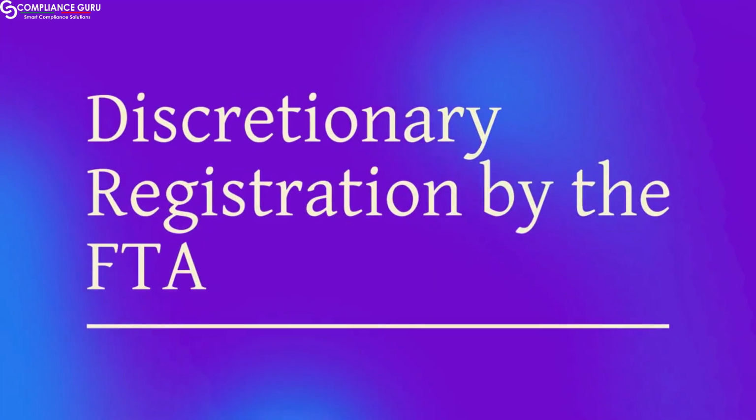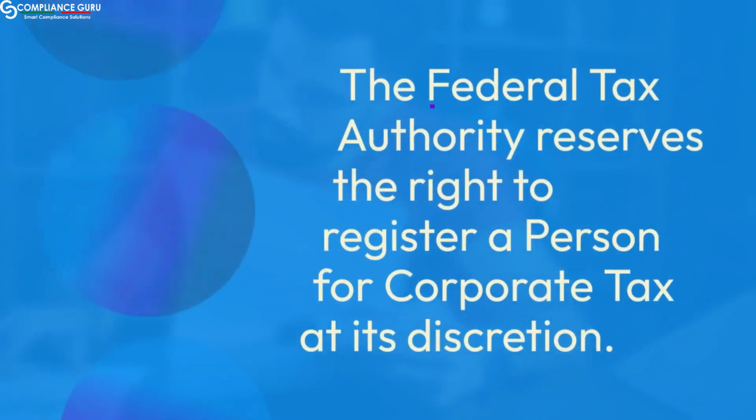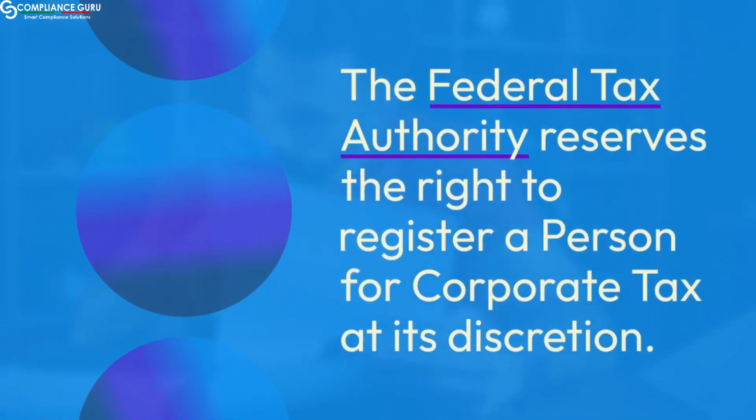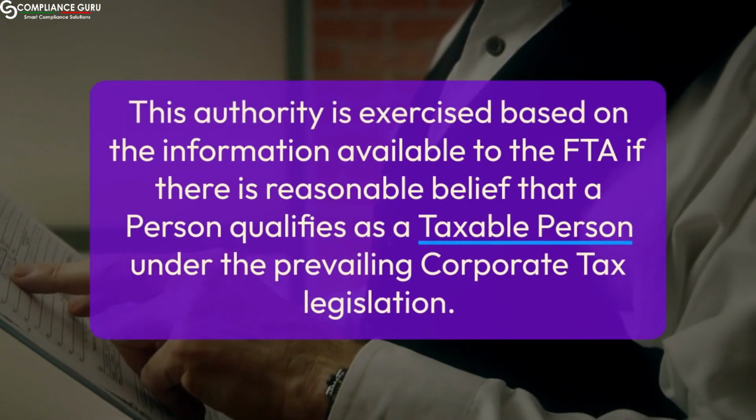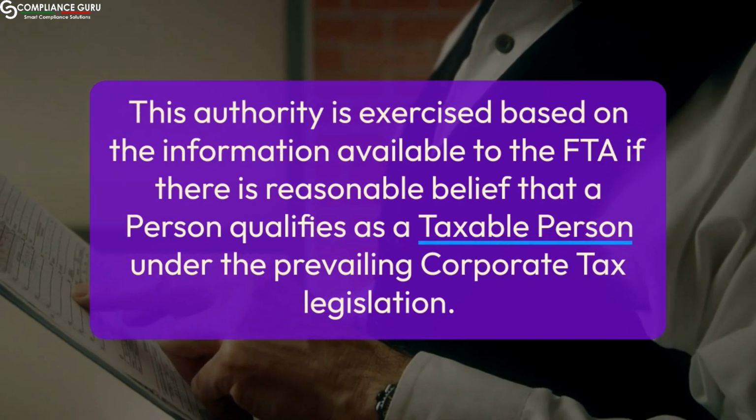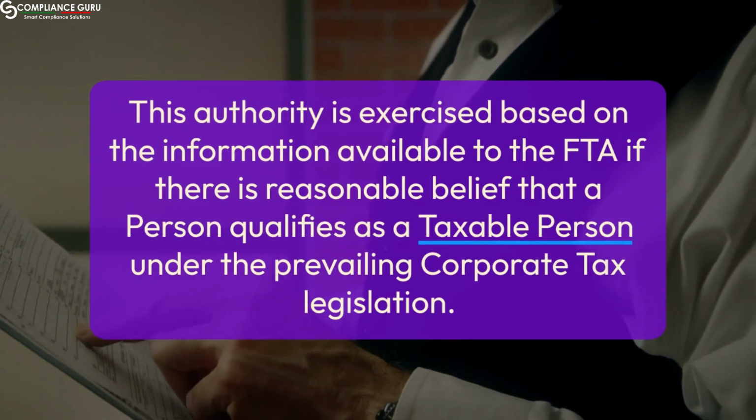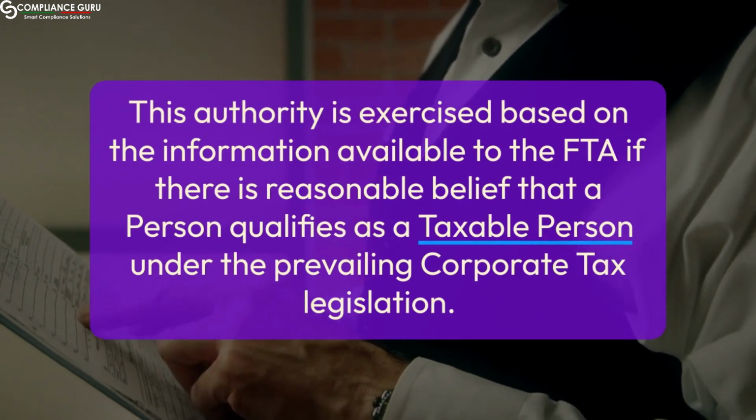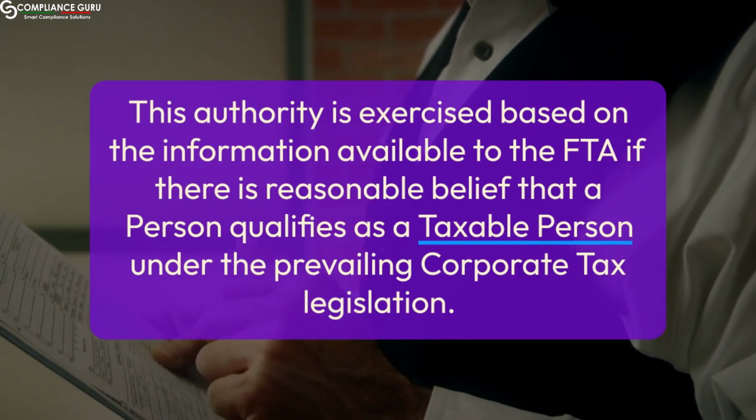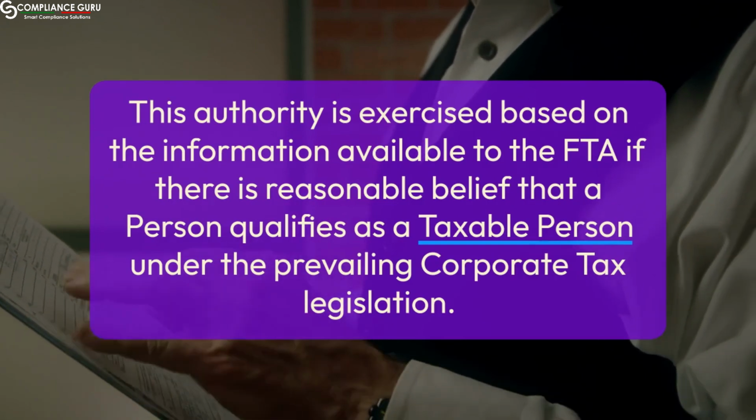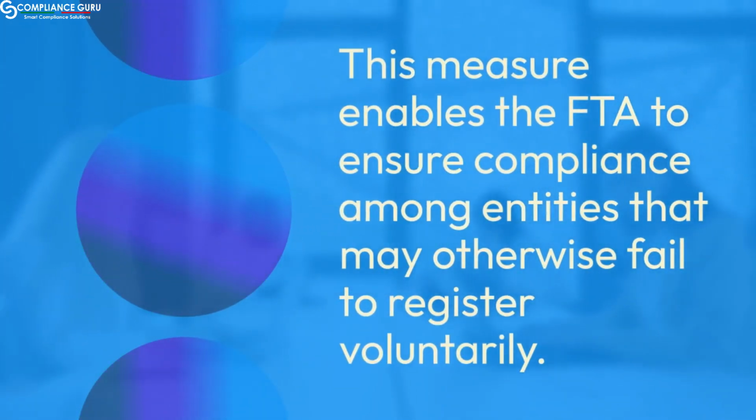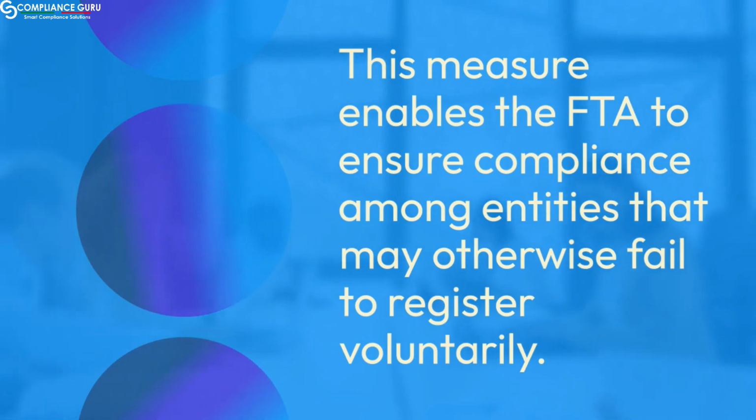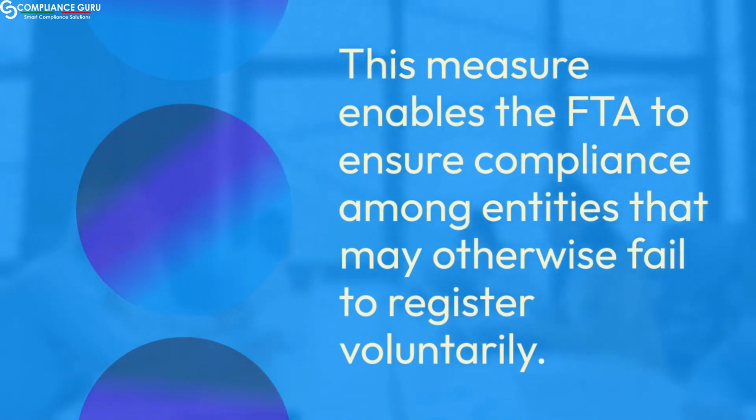Discretionary registration by the FTA. The Federal Tax Authority reserves the right to register a person for corporate tax at its discretion. This authority is exercised based on the information available to the FTA if there is reasonable belief that a person qualifies as a taxable person under the prevailing corporate tax legislation. This measure enables the FTA to ensure compliance among entities that may otherwise fail to register voluntarily.